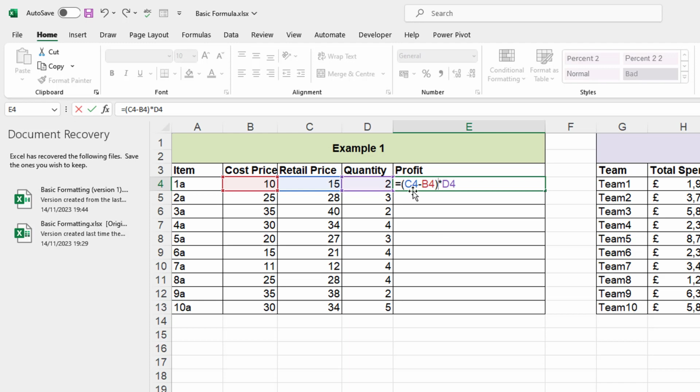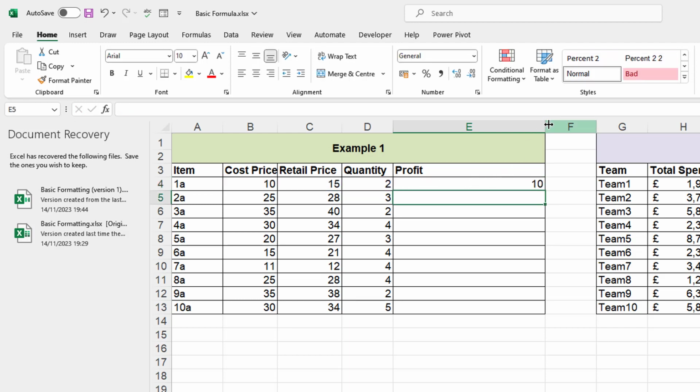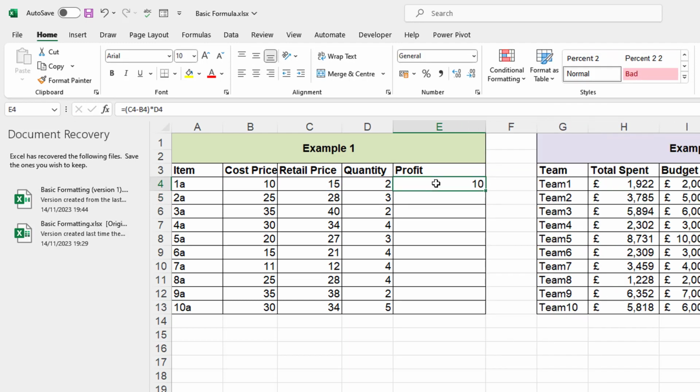So now the subtraction will happen first because it's within the brackets. So C4 take away B4. In that case this would be 5, and then we multiply 5 by 2, which will be 10. So that gives us the correct answer. Now that I have the correct formula in there, all I have to do is drag that down to the other cells.